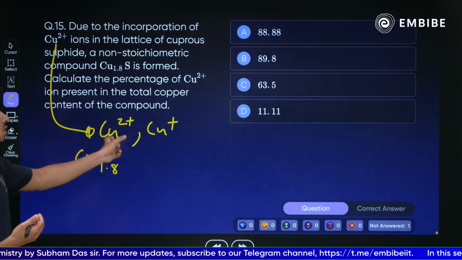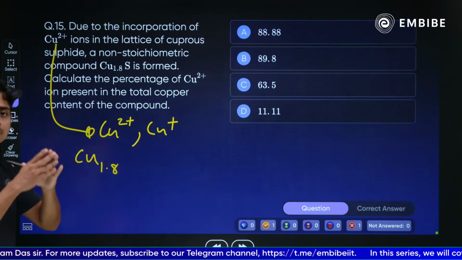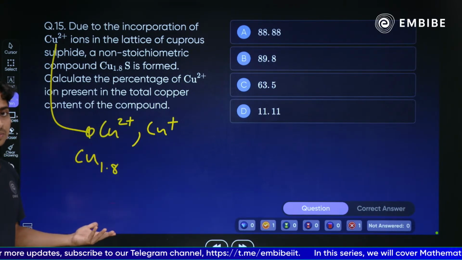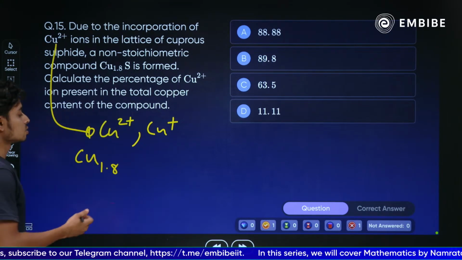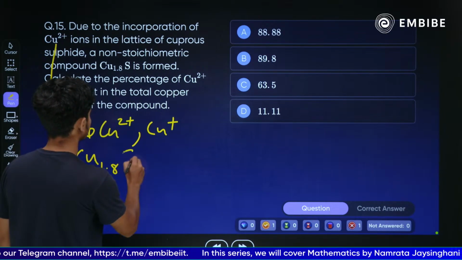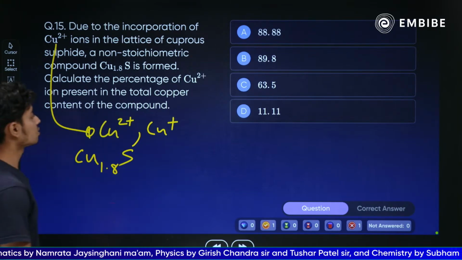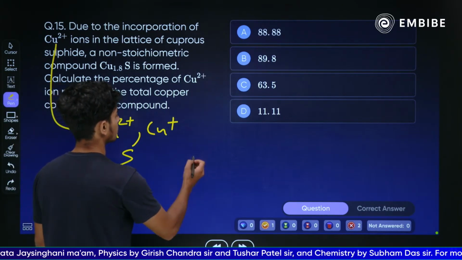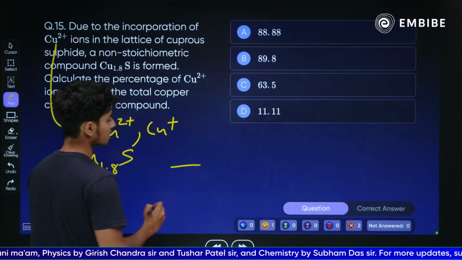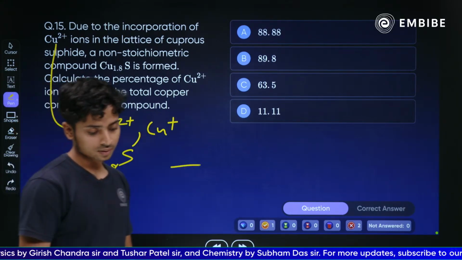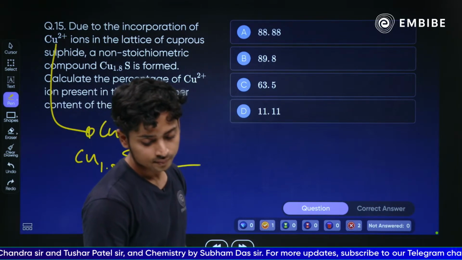So some ratio of Cu2 plus and Cu plus will be there, and they will have a net effective charge based on their composition. Cu1.8 S is there, present in the total copper content of the compound. So you have to calculate the percentage of Cu2 plus. A percentage value you have to find.